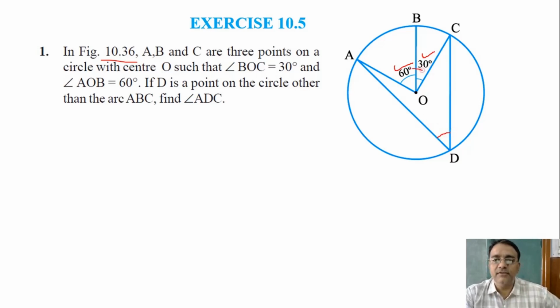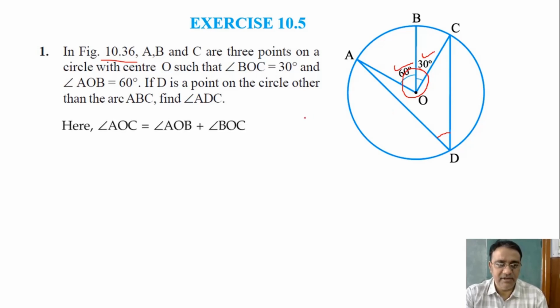So what we will do, we will find this angle AOC. How will you find angle AOC? Angle AOB plus angle BOC, right? Angle AOB is 60 degrees and this angle is 30 degrees. So 60 plus 30 will get 90 degrees.